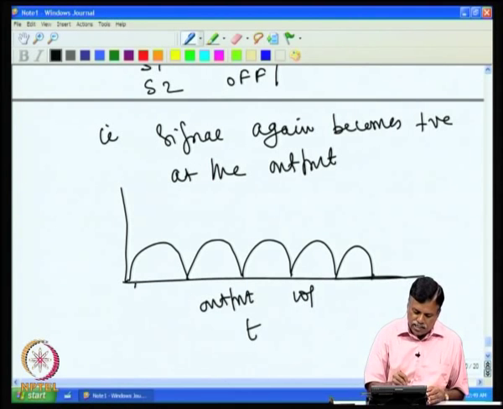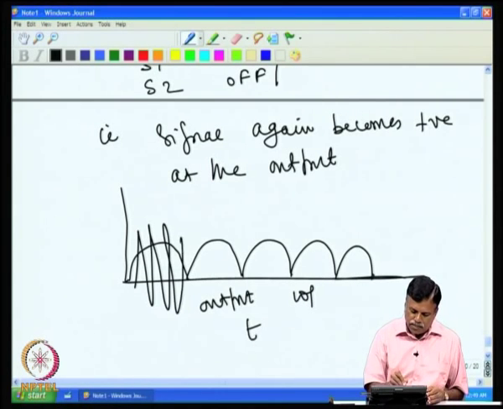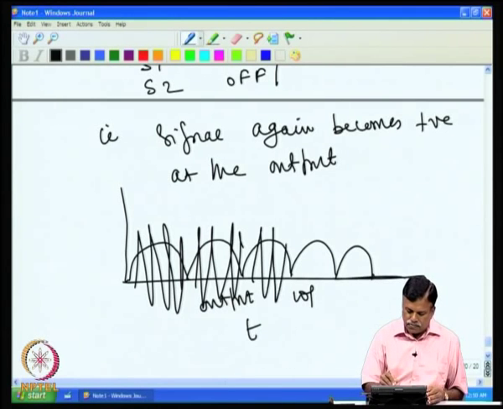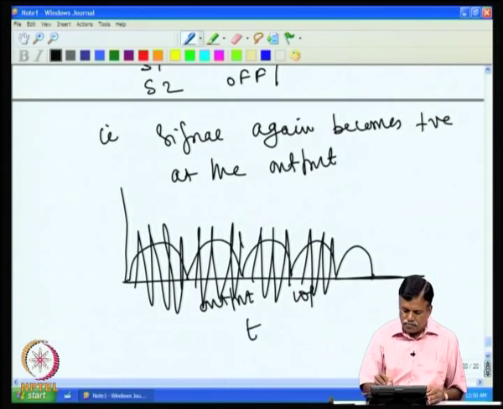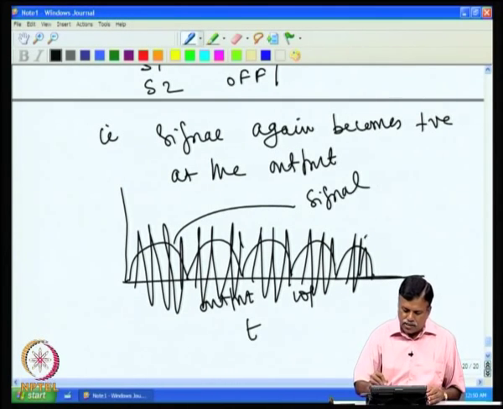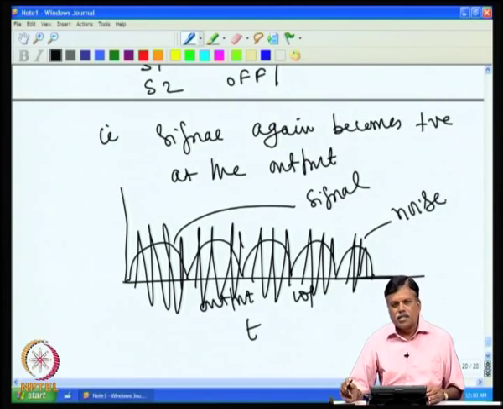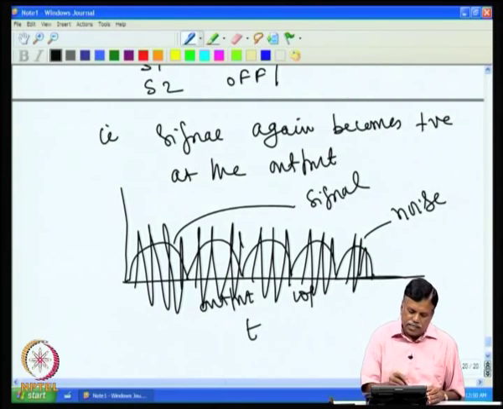Because whatever noise is there, that will be going both plus and minus. So you get this is signal and that is the noise that is coming here. It is not a rectifier; in a rectifier you will never get this minus voltage.